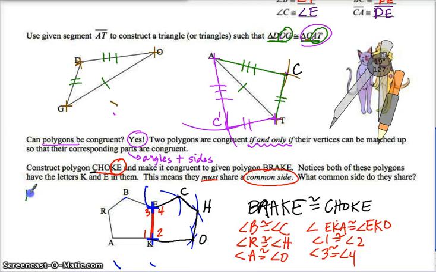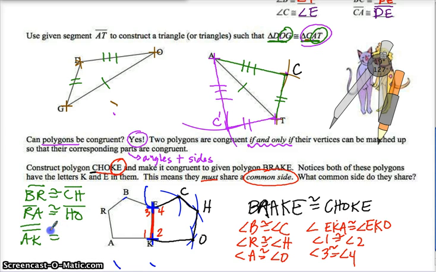And then we can do segment statements. We can say segment BR is congruent to segment CH. Segment RA is congruent to segment HO. And then we can keep going around, all the way around. Same thing for OK and KO. And then EK is congruent to itself, or KE, same. EK, KE, BR, RB, CH, HC, same. Those are segments that are actually congruent to each other.